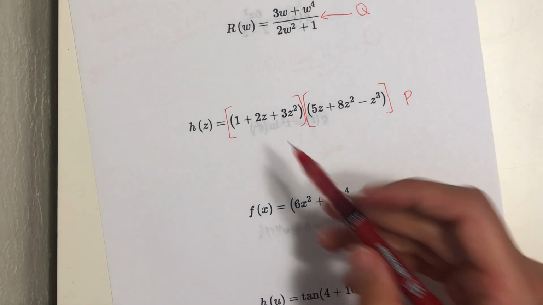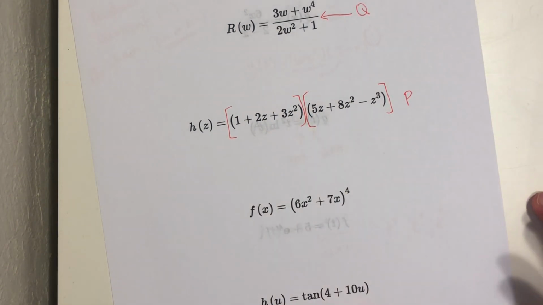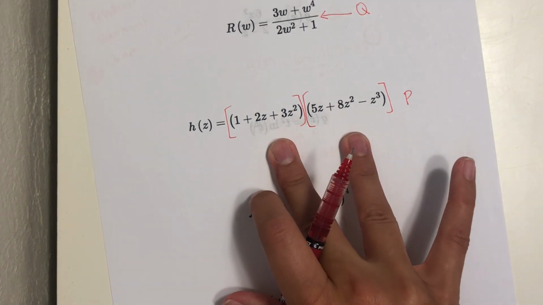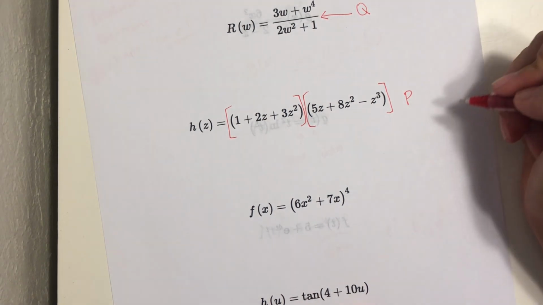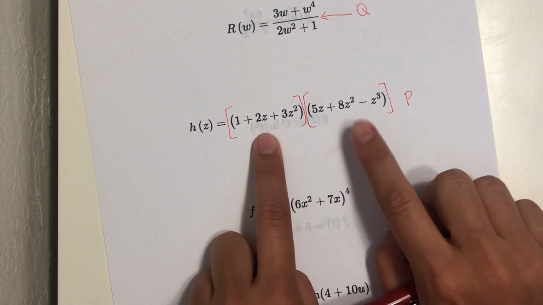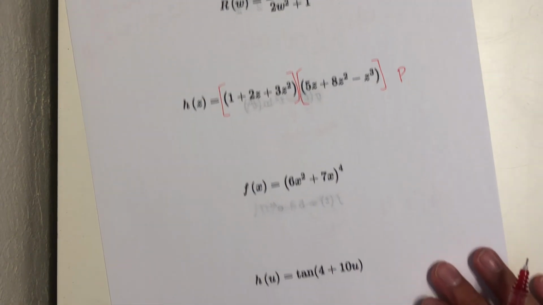In this problem, it was really nice because it was already separated by parentheses and it was already two polynomials being multiplied. But it won't always be that easy. All you do is look for two functions that are being multiplied by each other. That's product. How about this one down here?